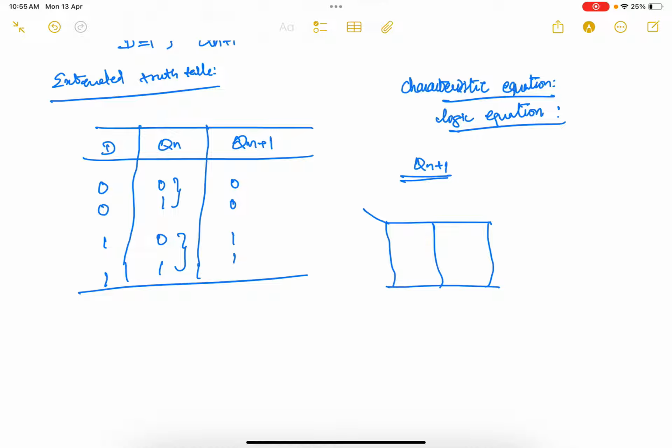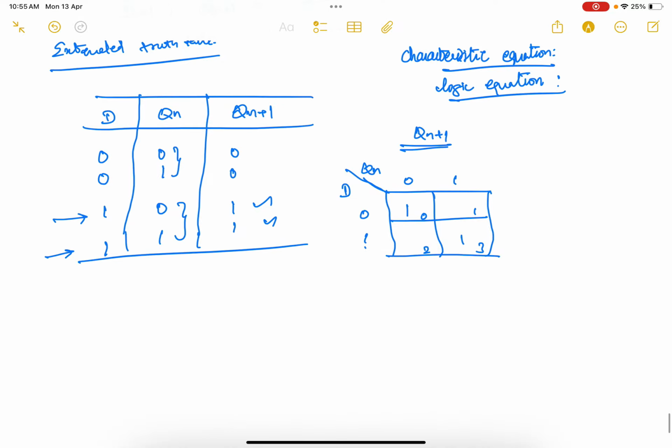K-map. Now there are only two variables. So I am going to draw here the K-map, which has one input as D and another input as Qn. This can be either 0 or 1, and this can also be either 0 or 1. So when D is 0, where do you get your output? When D equal to 1 and Qn equal to 0, my output will be 1. When D equal to 1 and Qn equal to 1, I am getting here output as 0.